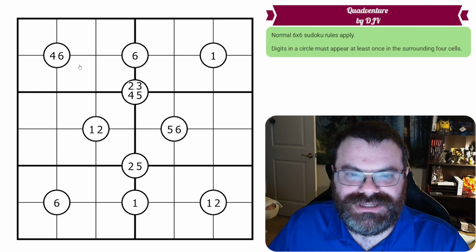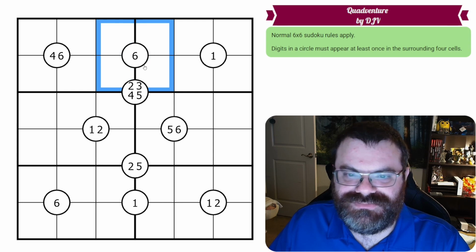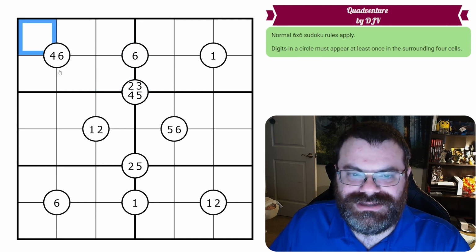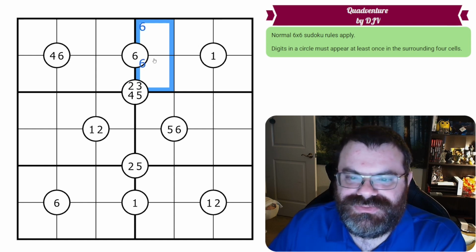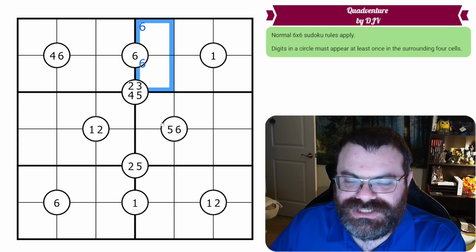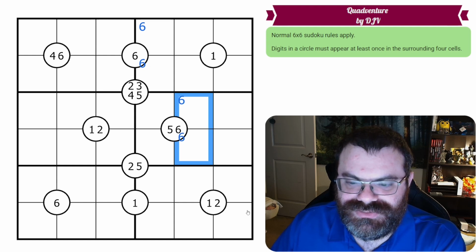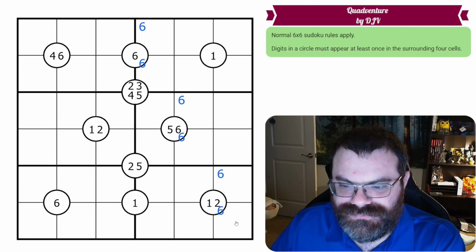Let's start up here. So we know there's a 4 and a 6 in here, which means there cannot be a 6 here, but there needs to be a 6 in these 4, right? So this is kind of like an exclusion zone. So we know there's a 6 in one of these two, and we know there's a 6 somewhere in here, but these point down, so there's a 6 in one of these two.